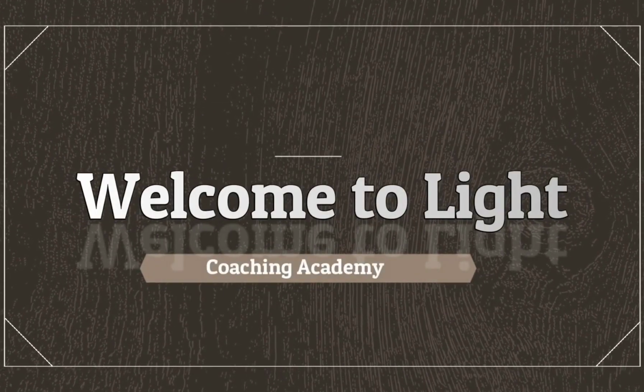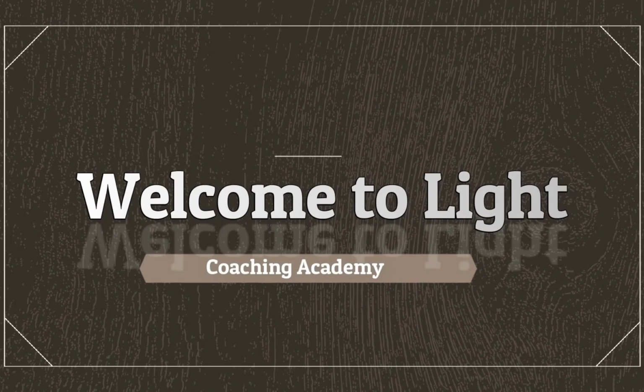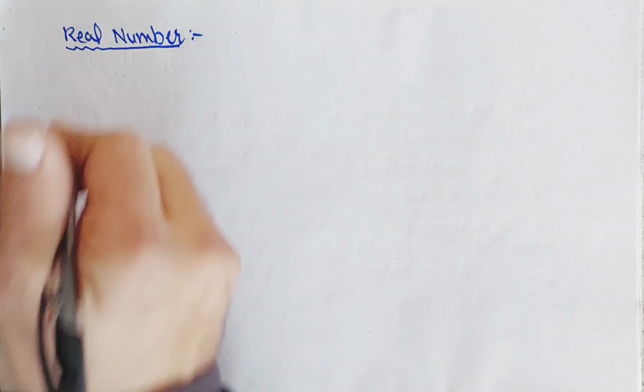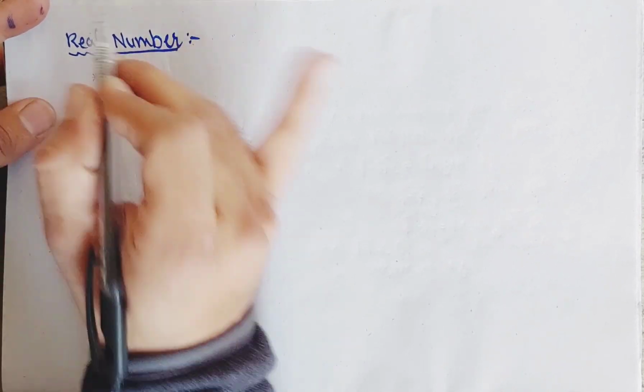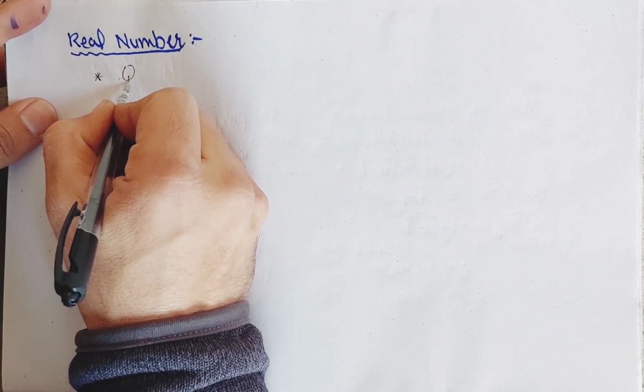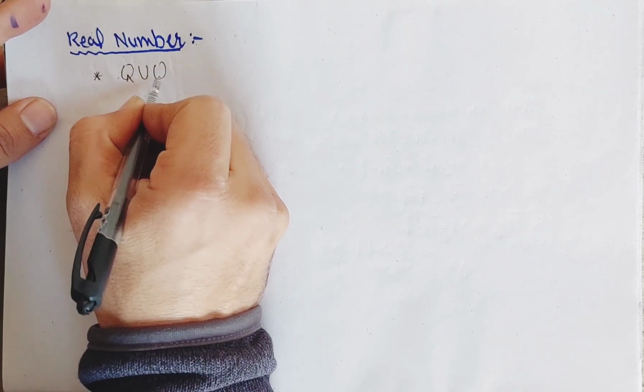Today I'm going to teach you the real number. So what is real number? Real number can be defined in this manner. The union of rational and irrational number is basically give you the real number. Rational और irrational number दोनों को हम real number कहते हैं.